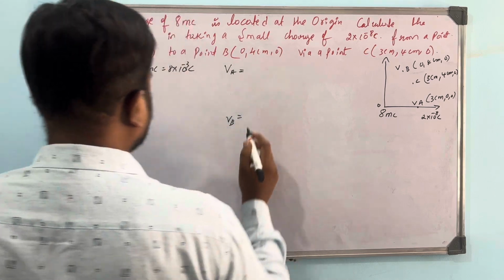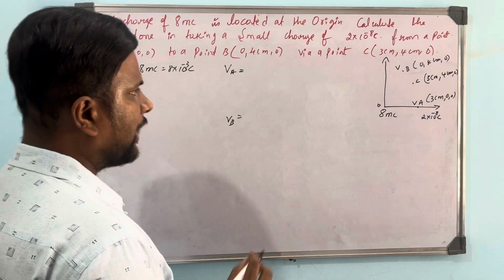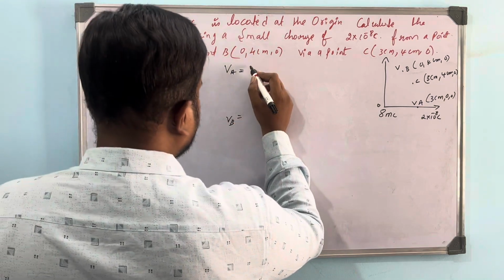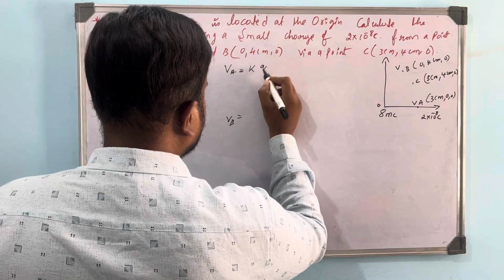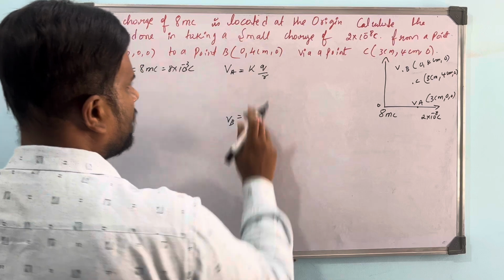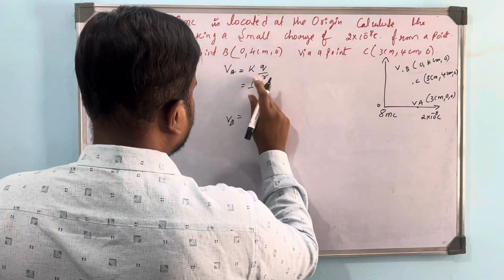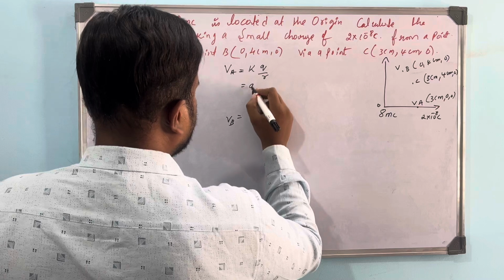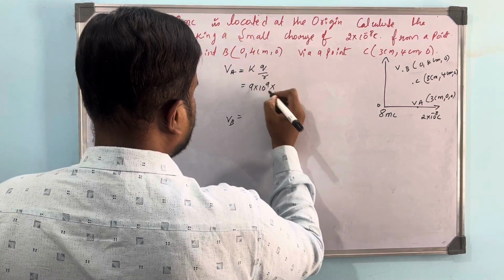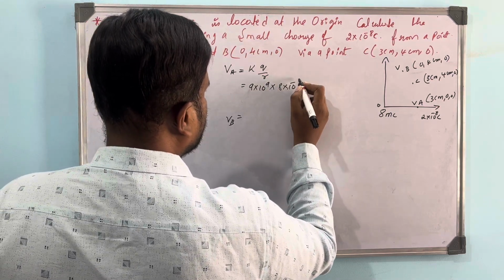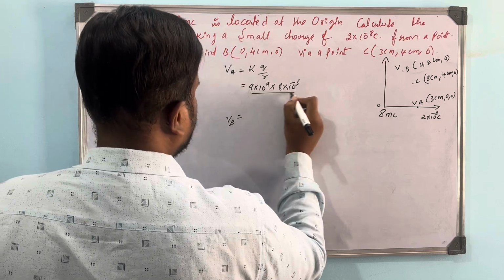So what is VA? The potential due to an isolated point charge is given by the formula V is equal to 1 by 4 pi epsilon, Q by R. 1 by 4 pi epsilon I have written as K. So the K value is 1 by 4 pi epsilon, which if you simplify, you will get 9 into 10 to the power of 9, into the Q value, 8 into 10 to the power of minus 3, divided by the R value.